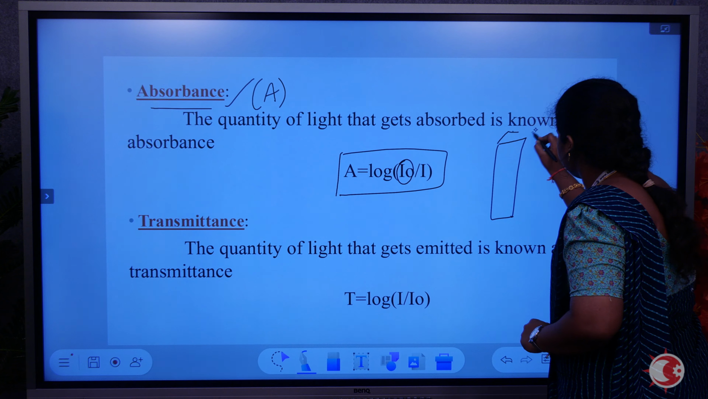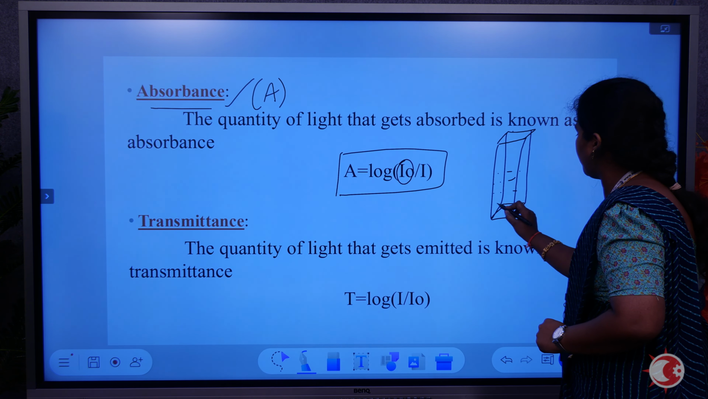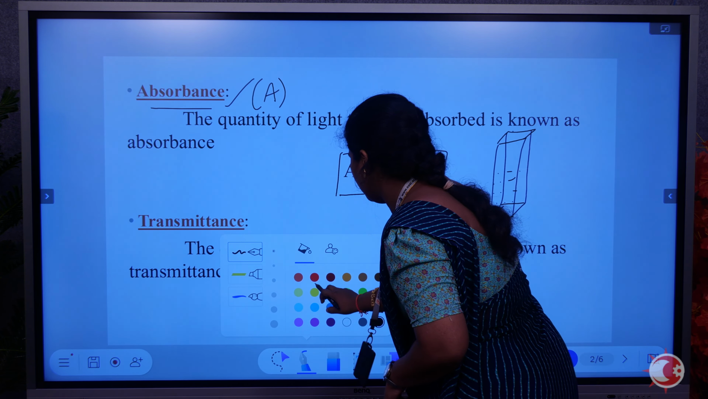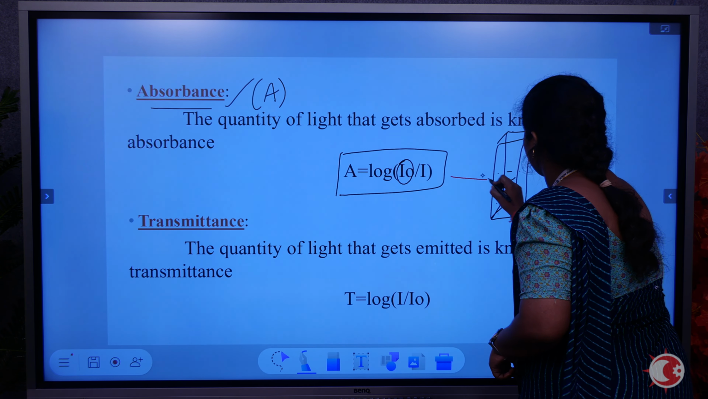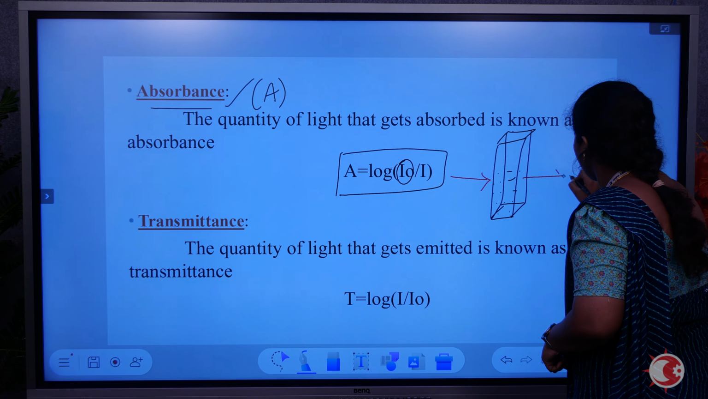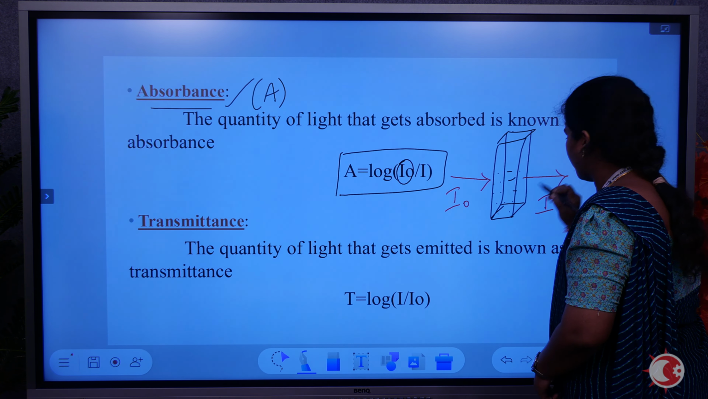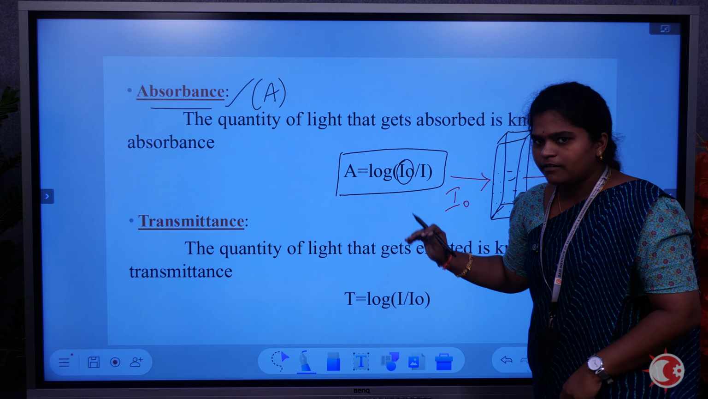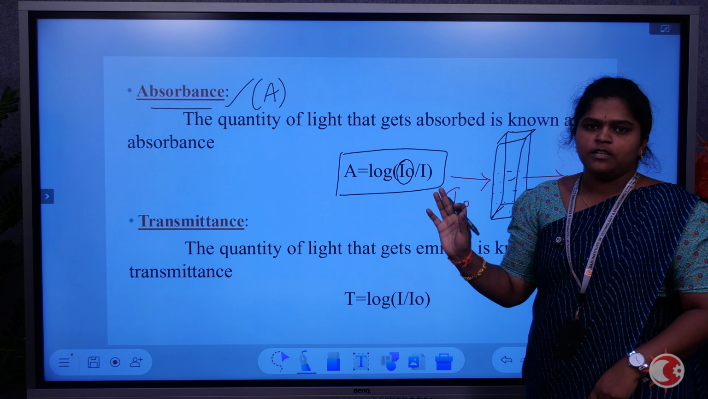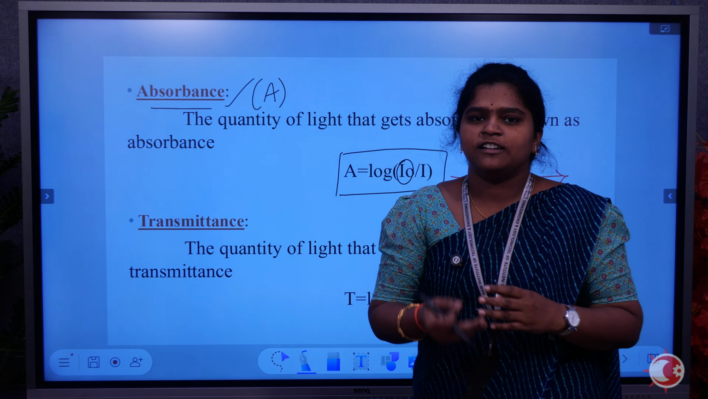I'm taking a cuvette which has some sample. Now I'm passing some radiation through this sample. After some time, some amount of light will come out. The amount of light that I am passing through the sample is I naught. The amount of light which is coming out of the sample is I. Now, absorbance can be represented as the logarithm of I naught by I, where I naught is the intensity of incident radiation and I is the intensity of transmitted radiation.